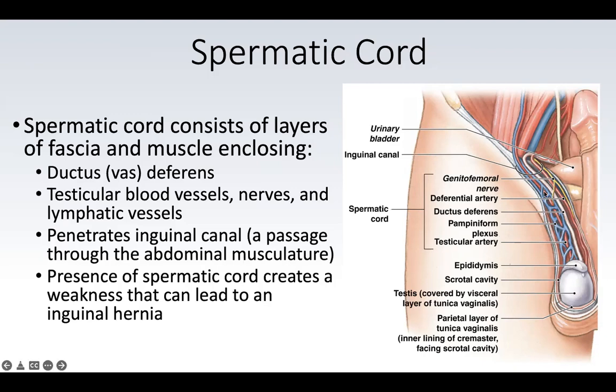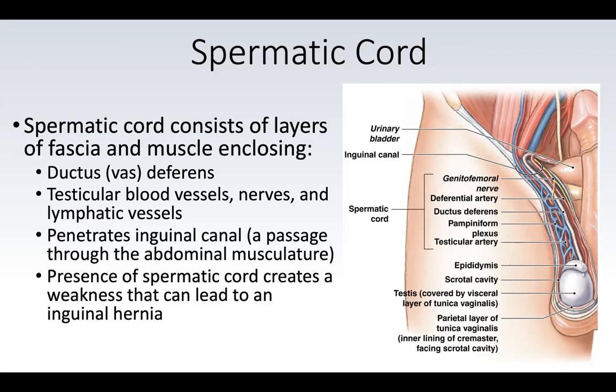The vein looks somewhat different here. It looks like a network of vessels. This is a region of the testicular vein known as the pampiniform plexus, in blue right here. It is part of the spermatic cord.